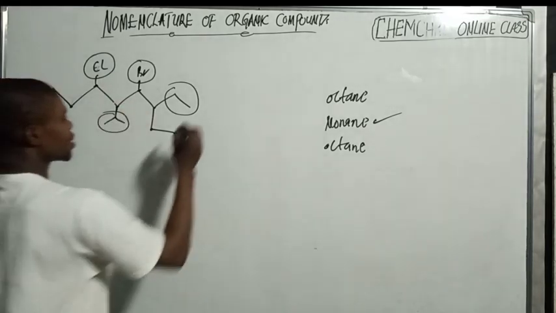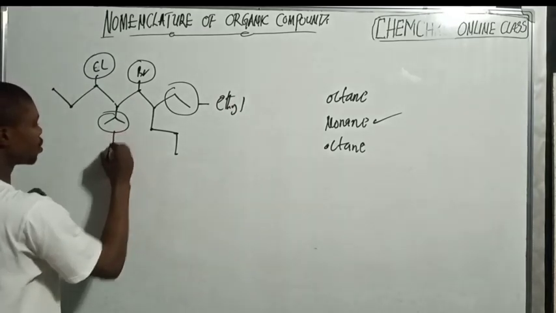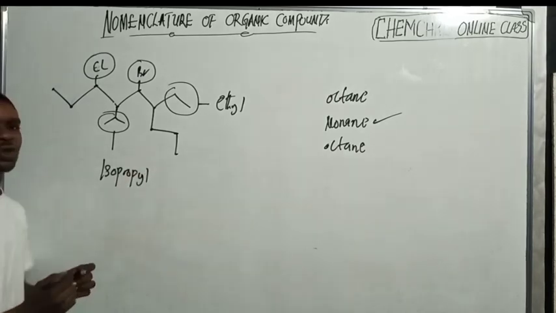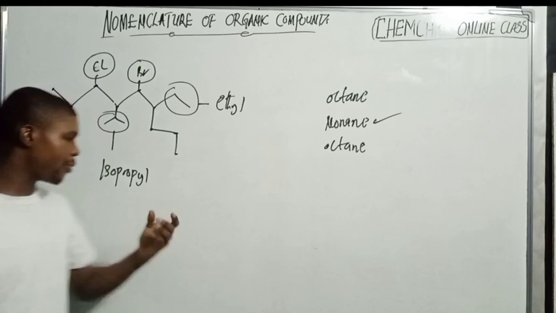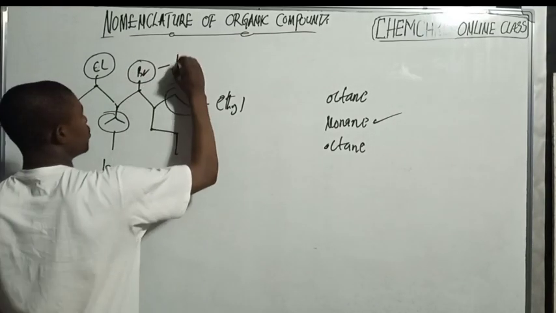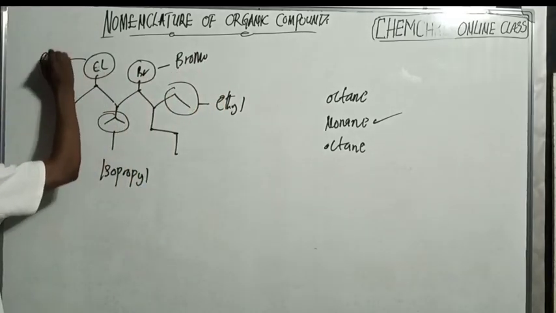Now, the name of this one is ethyl. The next one is called isopropyl. So now you need to check common alkyl groups. Here you have isopropyl. Now here you have bromo, and here you have chloro.